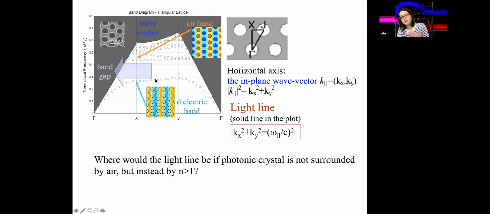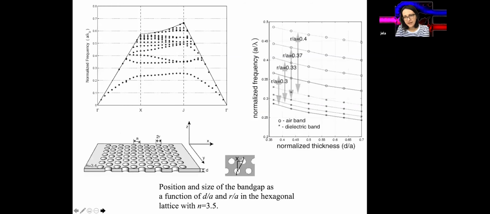So in general, when you have a refractive index different from 1 surrounding your photonic crystal, as you'll see later on, it will be a little bit harder to make a high Q resonator. It's possible, but it's harder because your light line is pushed down, so you have a smaller space where your modes can be confined. Any questions?